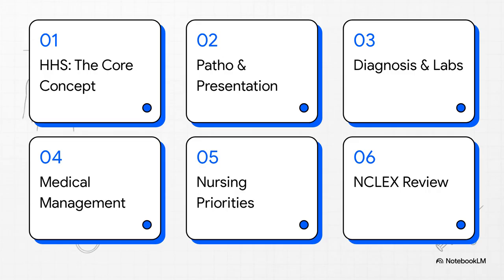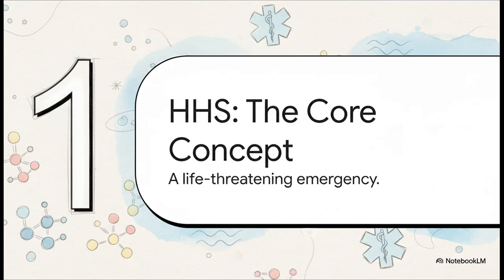We'll start with the absolute core concept of HHS. Then we'll dig into how it develops and what it looks like in a real patient. After that, we'll cover the labs, the priority medical treatments, and of course, your key nursing priorities. And we'll wrap it all up with a high-yield NCLEX review to make sure it all sticks. Let's do it. Okay, so first things first, what in the world is hyperosmolar hyperglycemic state?